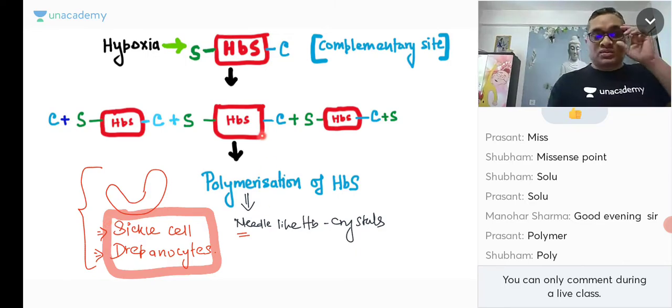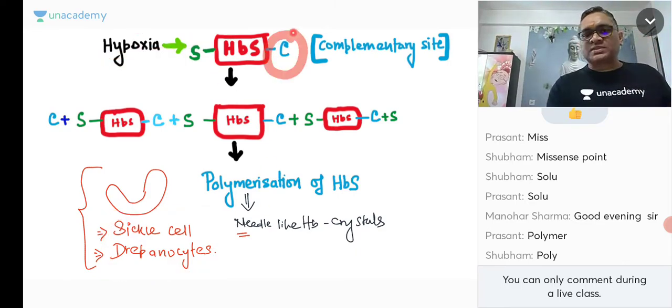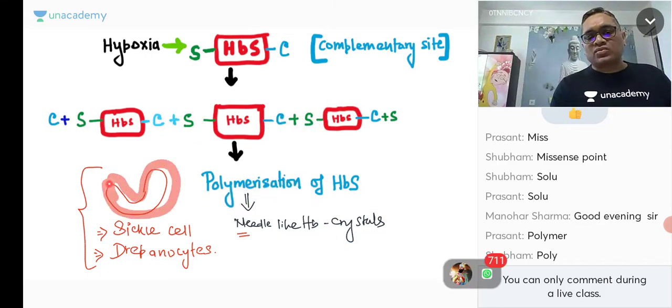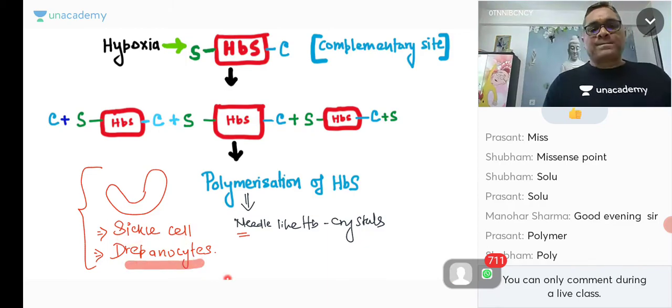Right? Fine. So I understood what has happened in this pathogenesis. Hypoxia, the complementary site has been expressed. Complementary sticky sites will combine with complementary sites, and this will start polymerization. Polymerization of hemoglobin will convert them into needle-like crystals, which will distort the shape of the RBC into a sickle or drepanocyte. Right? Clear?